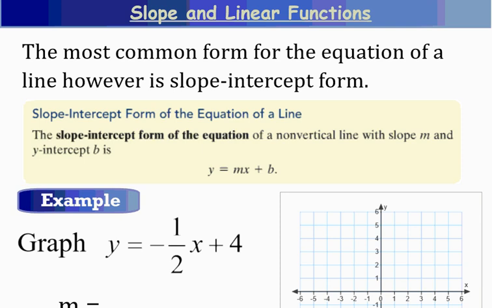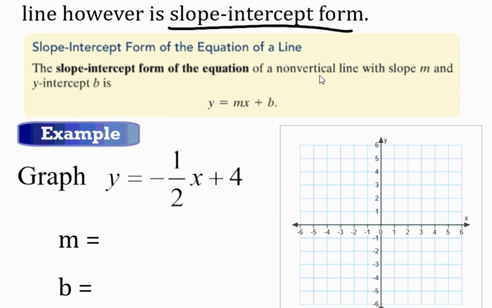The second way is actually the most common, and it's called slope-intercept form. Why is it called slope-intercept? Because the point that we're choosing is a very specific point. It is the y-intercept. So the slope-intercept form for the equation of a non-vertical line that has slope m and y-intercept b is y equals mx plus b.